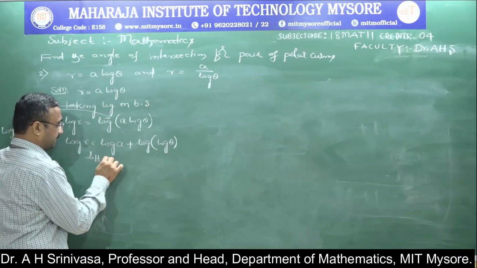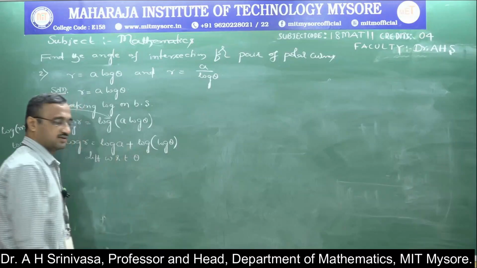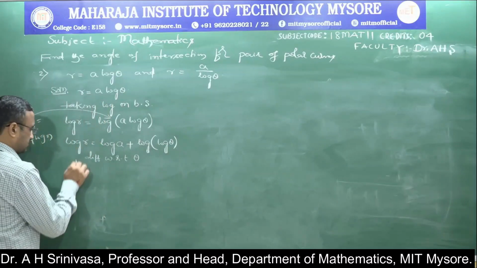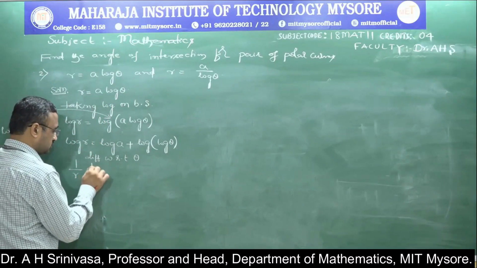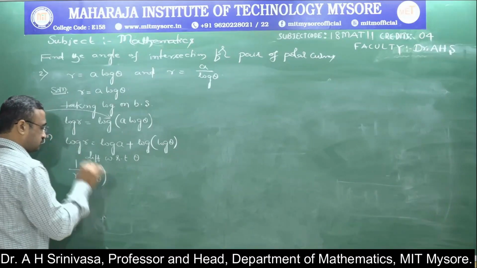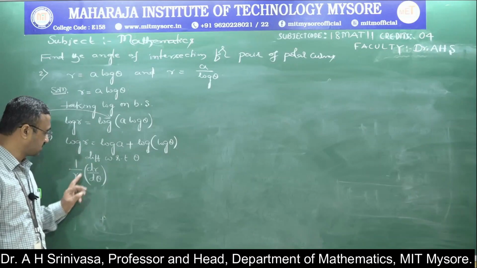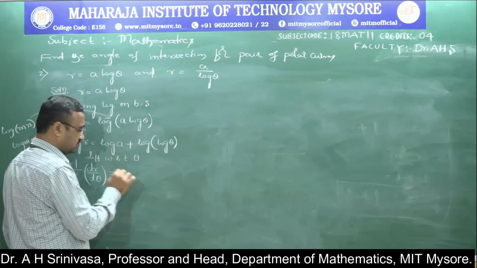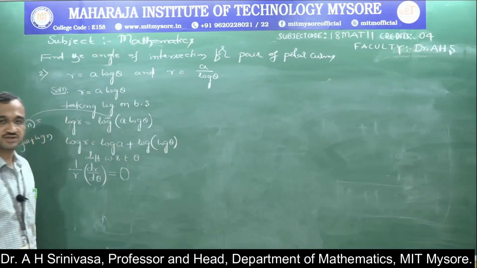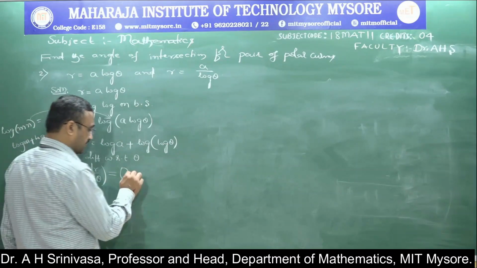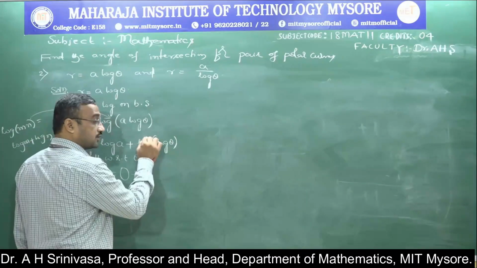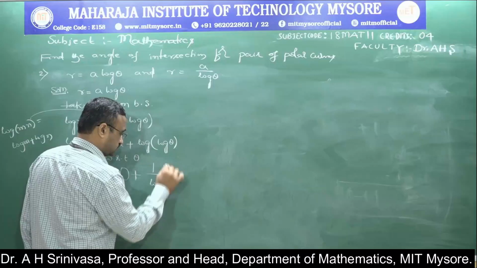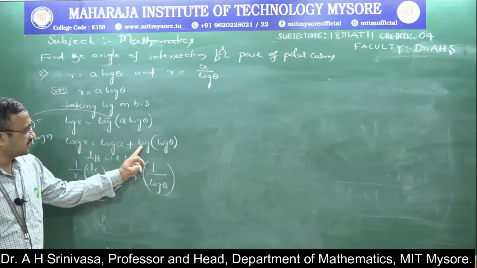Now differentiate with respect to theta. This becomes 1 by r dr by d theta. Know that differentiation of log r is 1 by r dr by d theta, which should be equal to, since a is a constant, differentiation of any constant function becomes 0, plus now the differentiation of this one. First you have to do the differentiation for the logarithm function, this becomes 1 by log theta.